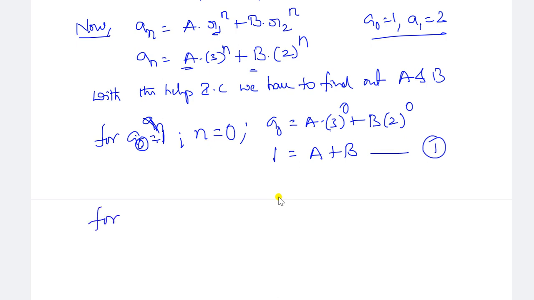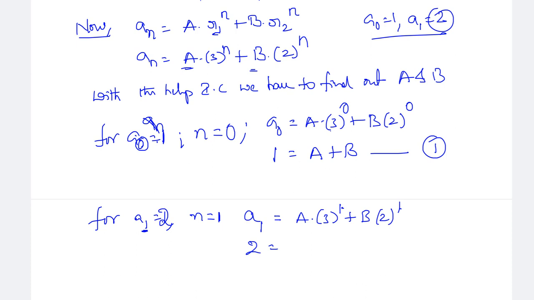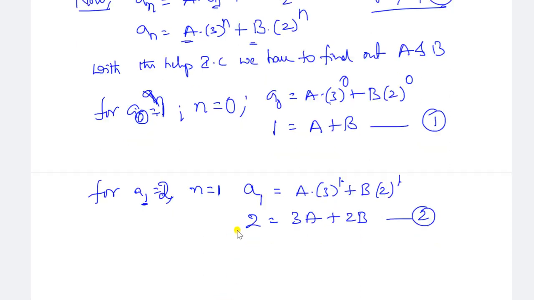Good. Now come to a_1 equal to 2. Here n equal to what is the value? a_1, what is the n value? 1. So here n equal to 1. That means a_1 equal to a into 3 to the power of 1 plus b into 2 to the power of 1, because n value is 1. So a_1 value is 2, sorry, a_1 equal to 2. So 2 equal to a, we don't know, 3 to the power 1 is 3, so 3a plus 2b. This is the second equation. Now we have to solve the first and second equations.